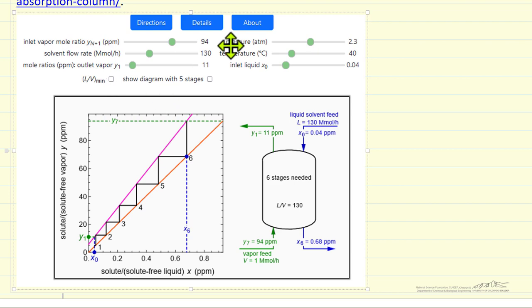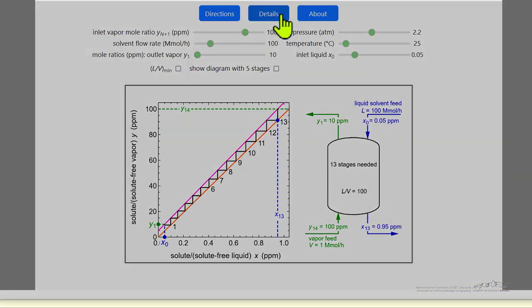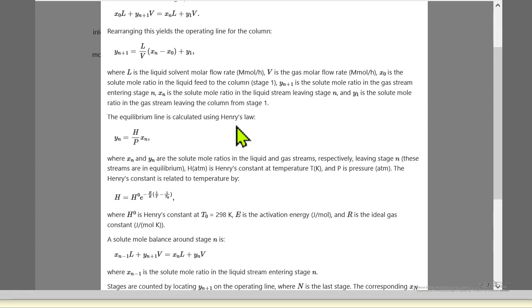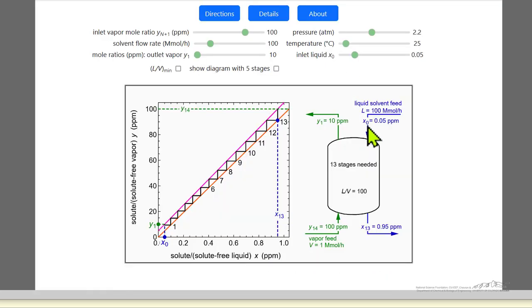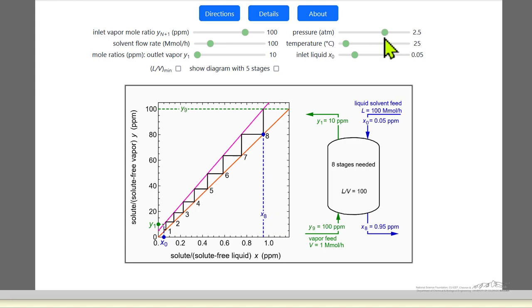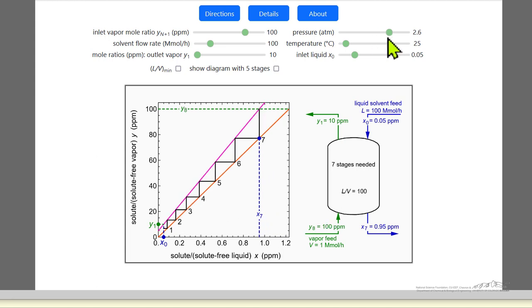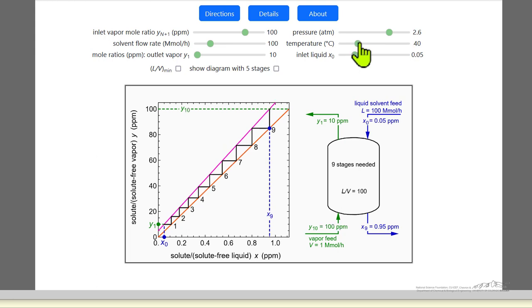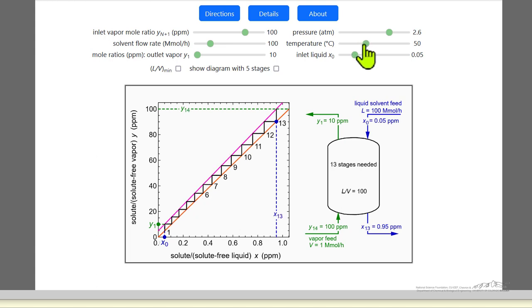So let's look at the simulation. So the simulation has details. It shows the mass balances and the equilibrium expression we use to determine the number of stages. And then here's an example where we take a large number of stages, but if we were to increase the pressure of the gas phase, then we're providing a bigger driving force for absorption into the liquid phase, and the number of stages decreases. In contrast, if we increase the temperature, now we lower the concentration in the liquid phase of the solute, so the number of stages increases.